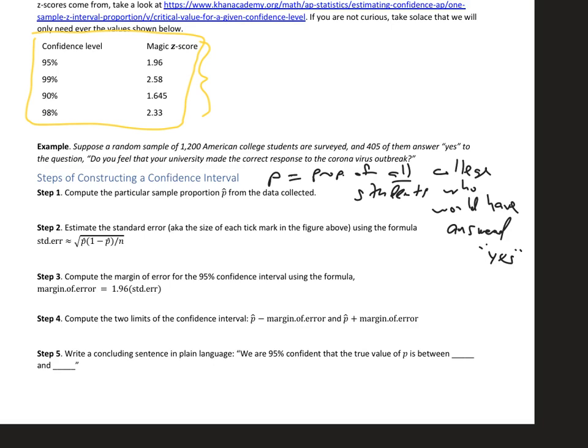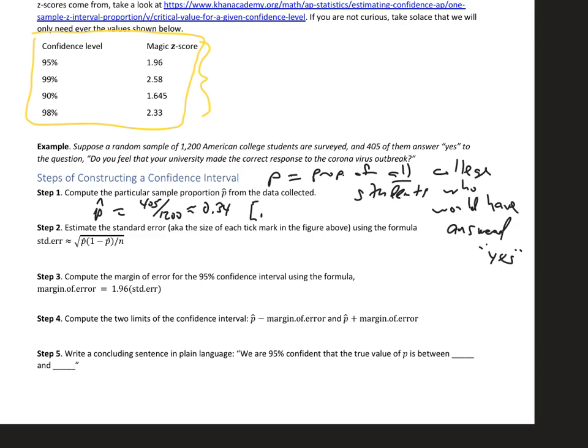And so to do that, we're collecting a random sample of 1,200 people. We're figuring out the proportion just for that sample. That's our P hat. So that'll be our sample proportion. 405 out of the 1,200 people we asked actually said yes. And to 2 decimal places, this is 0.34. Make sure that calculation works out for you.